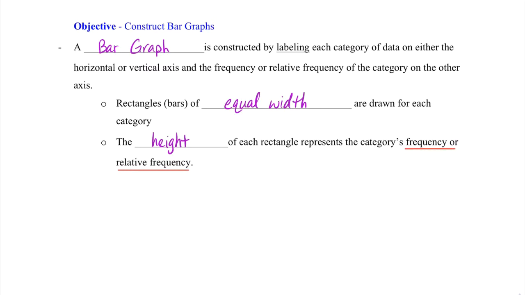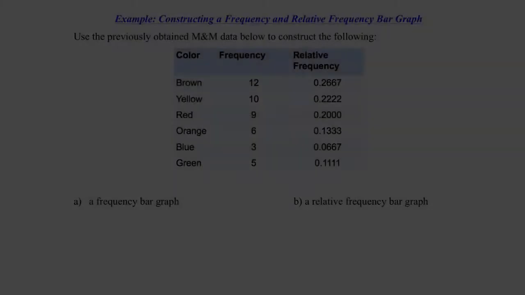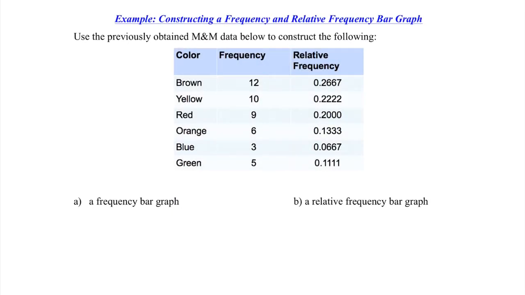Make sure we highlight that, the fact that we can create a frequency bar graph or a relative frequency bar graph. That takes us to our example. They've given us the M&M data again, where we have the frequency and relative frequency. Part A is asking us to construct a frequency bar graph, and Part B is asking us to construct a relative frequency bar graph.